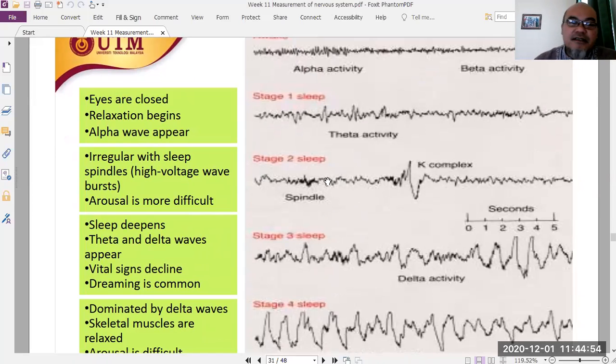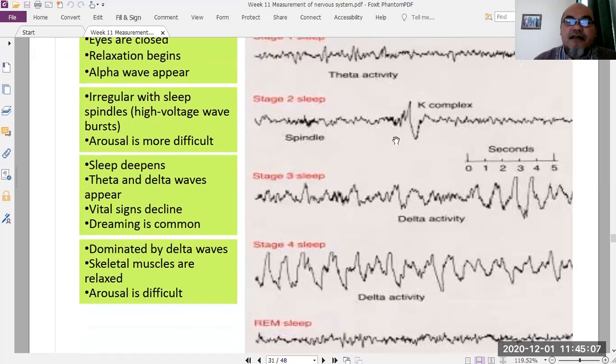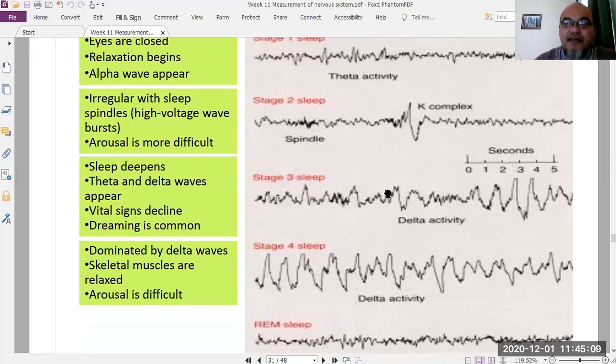EMG signal is more irregular with sleep spindles like this. High voltage K complex like this. High voltage bursts, and it's already difficult to arouse. When the sleep deepens to stage 3, theta and delta waves appear.